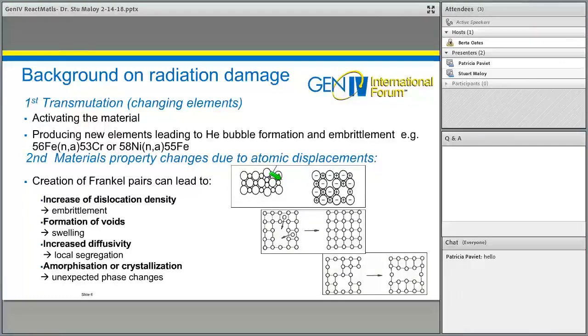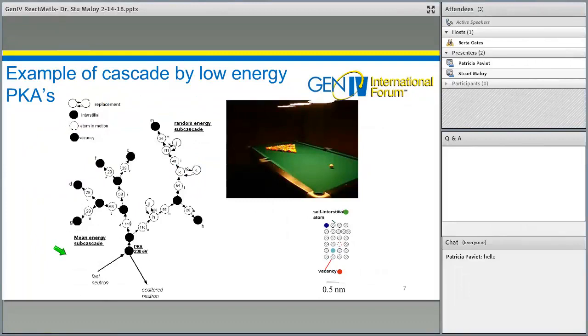And then the second change is the material's property changes due to atomic displacement. As I pointed out just before, when a high energy particle comes in, it can lead to displacements which cause vacancies in the material, and then the atom goes into an interstitial and causes self-interstitials in the material as well. And those vacancies can collect to form voids in the material, which leads to swelling. Because of the high amounts of defects in the material, you can also get increased diffusivity, which leads to local segregation. And then you can even precipitate out new phases or cause amorphization of phases under radiation. So all these can lead to significant property changes in materials under radiation.